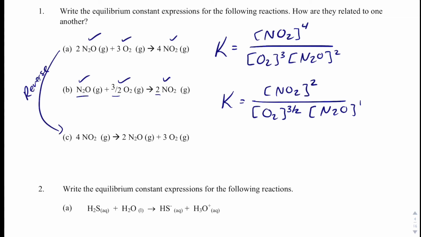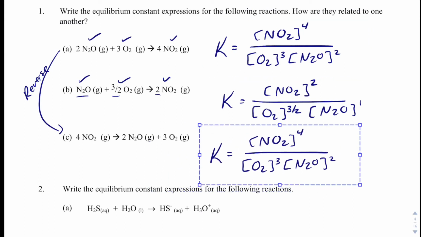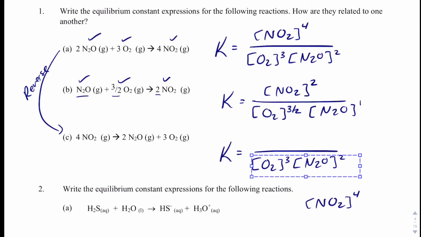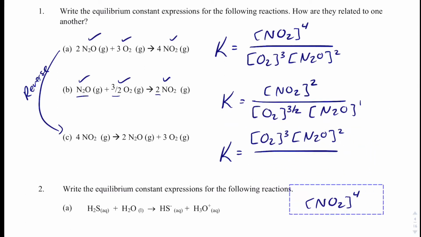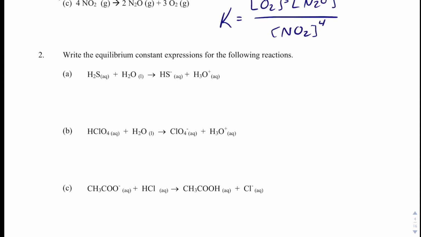And so if you notice, we will actually just take this, copy it, and paste it down here, and all that will happen is we'll take these guys and move them to the denominator, take these guys and move them to the numerator, and we actually get the reverse reaction. Okay, and you can see mathematically that's just the reciprocal of our K value in A. Okay, now we're going to do the same thing in question 2.